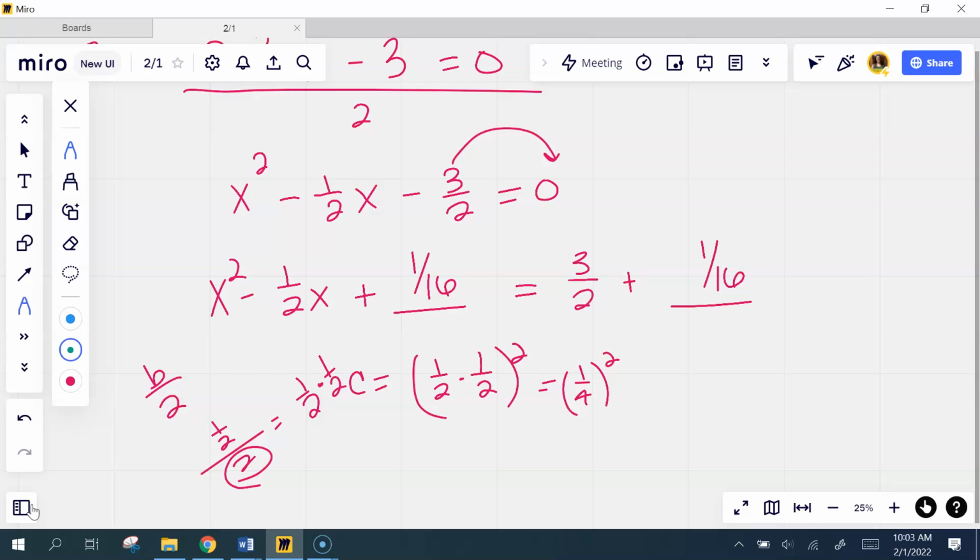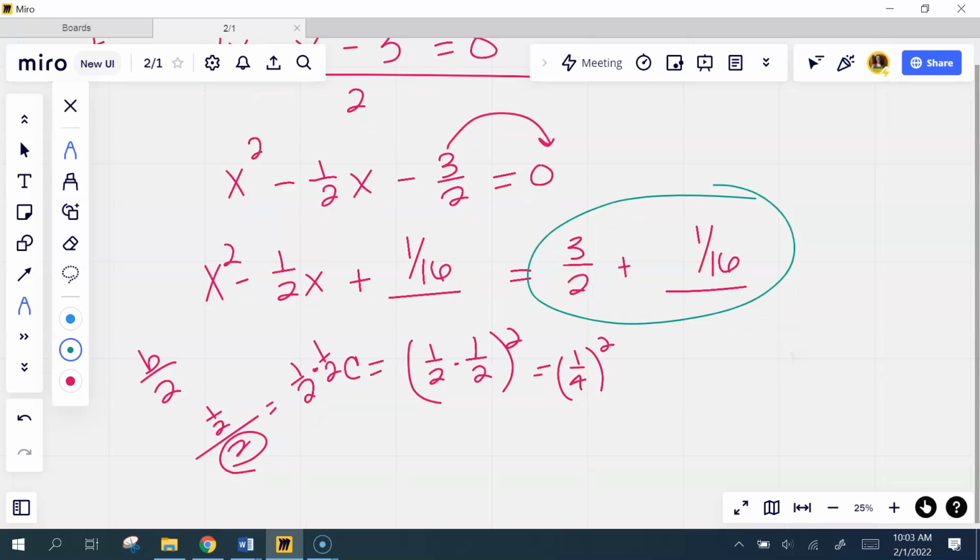I would definitely take out my calculator, and I would do this on the calculator and then do a math enter. And you'll see why in just a minute, why I want to keep it as a fraction. 3 over 2 plus 1 over 16, math enter, and I get 25 over 16.